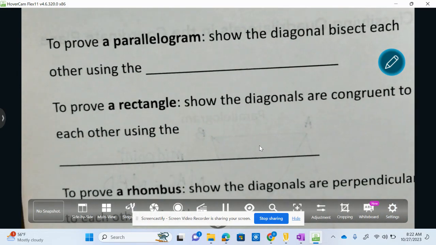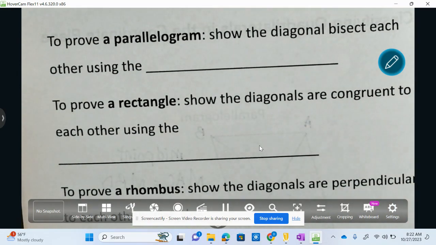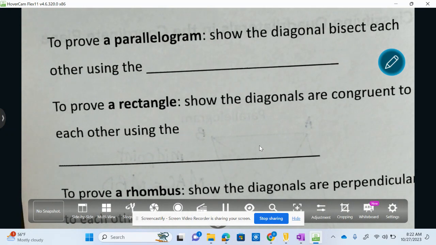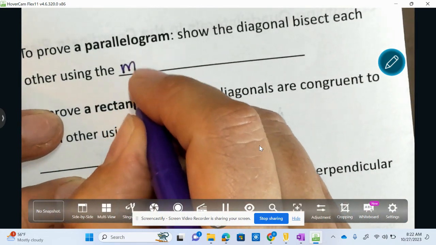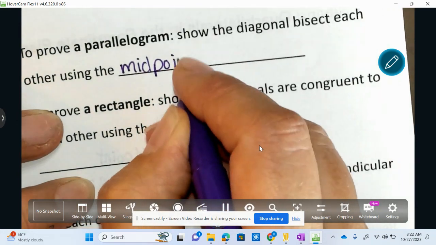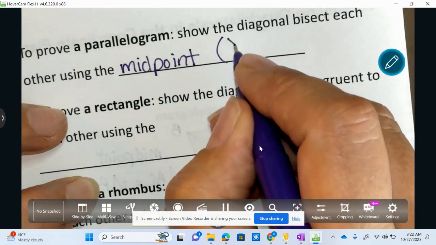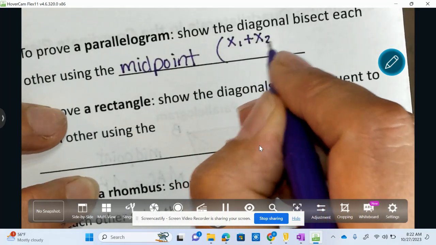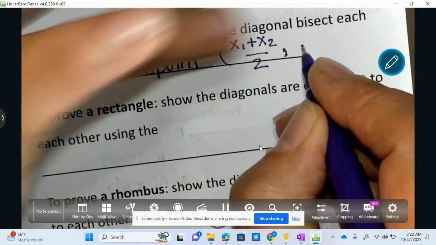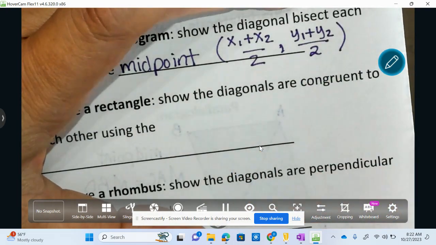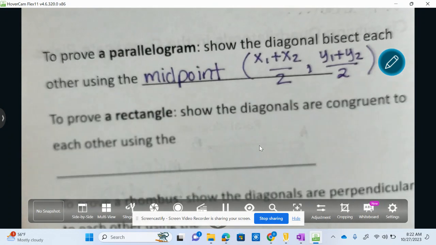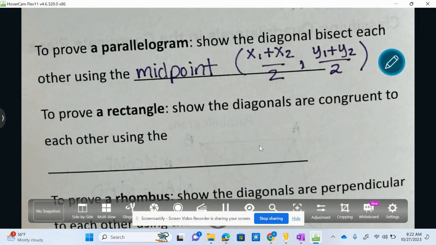Okay. So to prove a parallelogram, we show that the diagonals bisect each other using, what did I say we use? What did we say on the front? Midpoint. And here's the formula I wrote in. Midpoint: x sub 1 plus x sub 2 over 2, comma, y sub 1 plus y sub 2 over 2. And this is an ordered pair, so you have to make sure it's in parentheses. Okay.